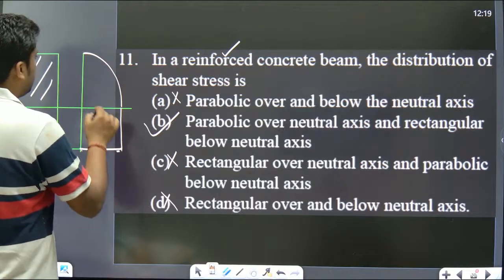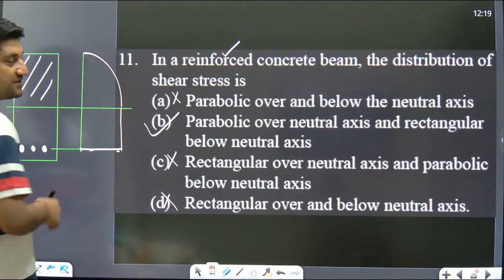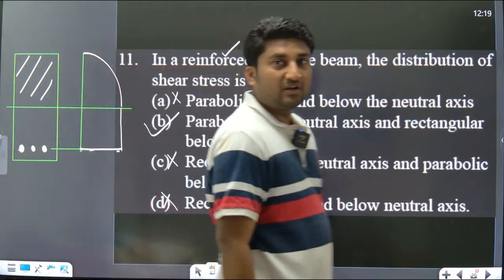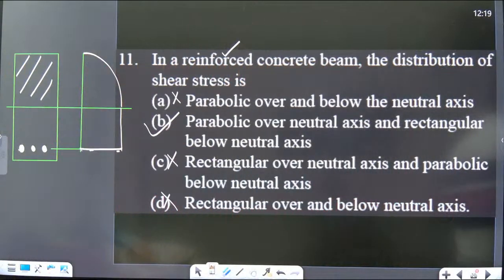This is the shear distribution. This is the shear stress distribution along the cross section. Understood everyone? This is along the cross section. Next question.